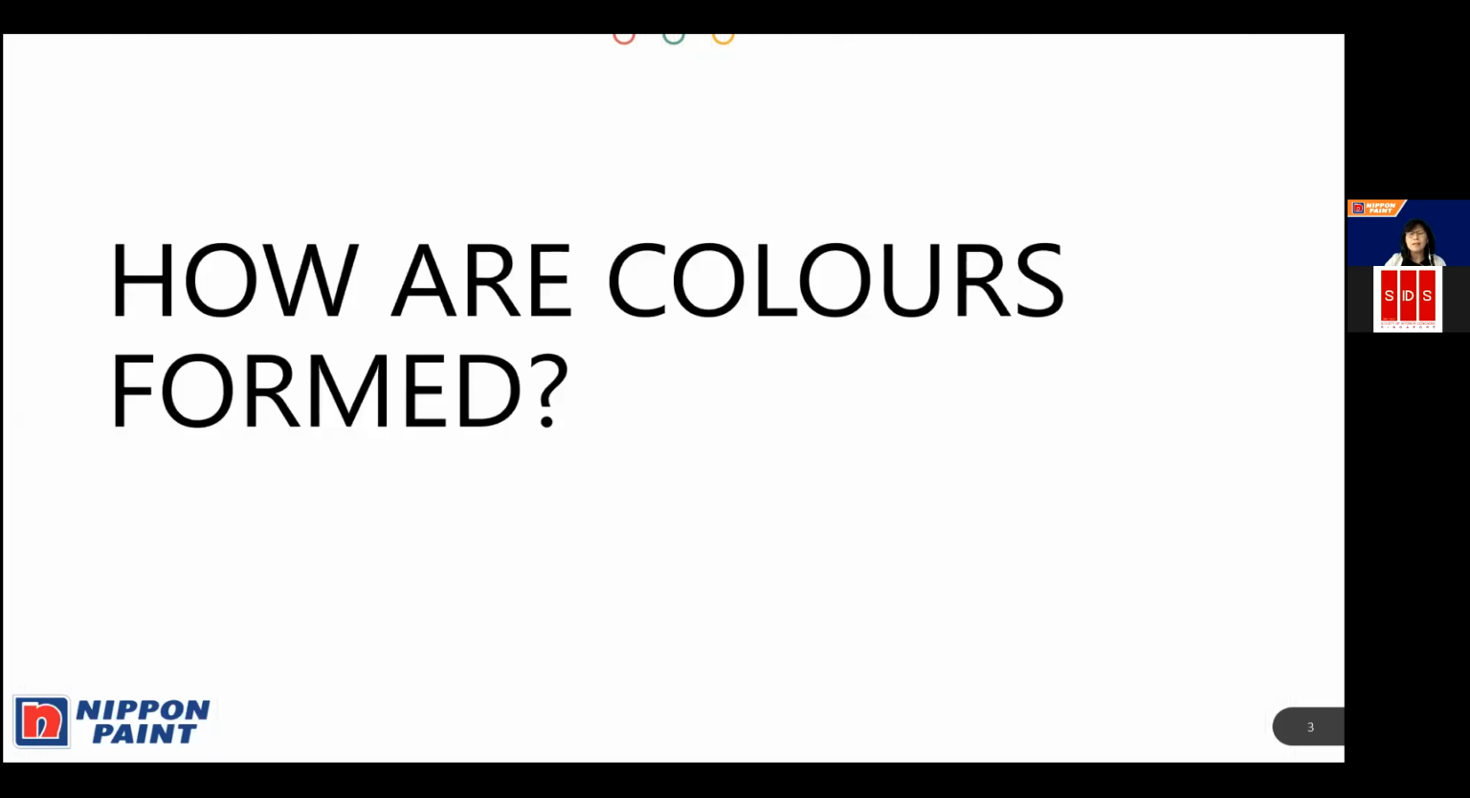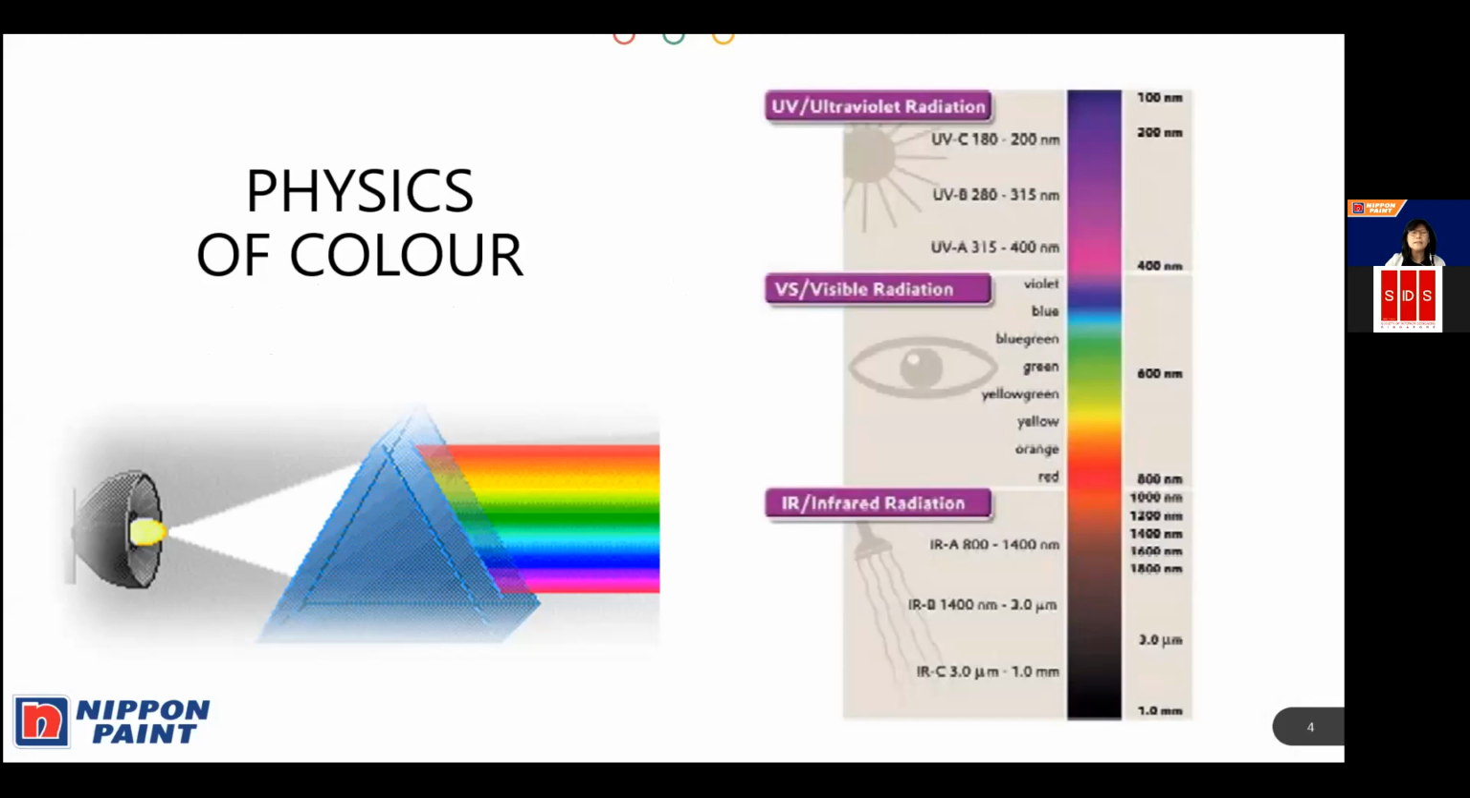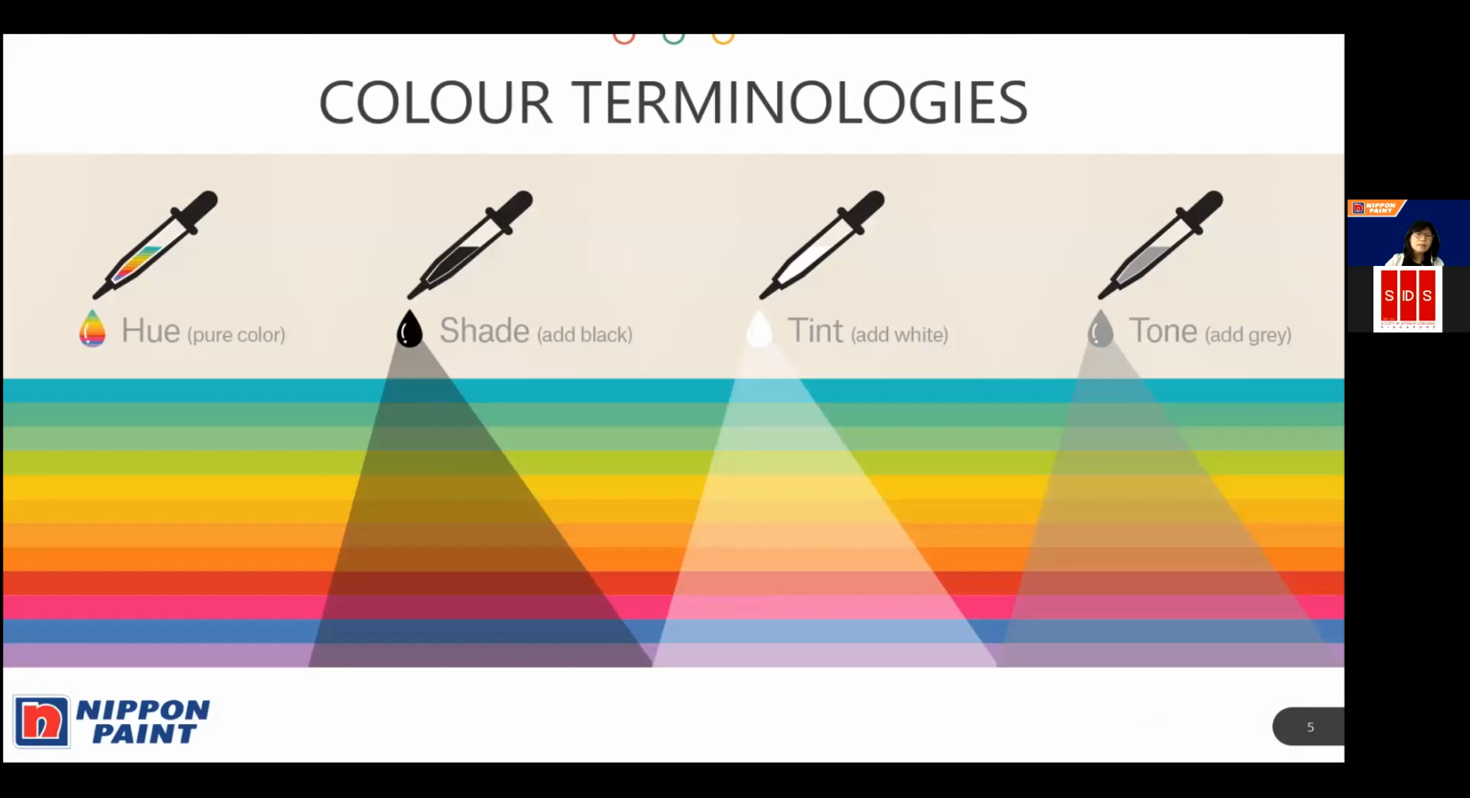Now, how are colors formed? Basically, we have to understand that when we see colors, it is what is reflected into our eyes from the lights. The whole spectrum of light reflects different kinds of wavelengths, so we see all the different colors. Right? Some terminologies on colors. The hue represents what we call the pure colors: the pure reds, the pure blues, greens, and yellows.